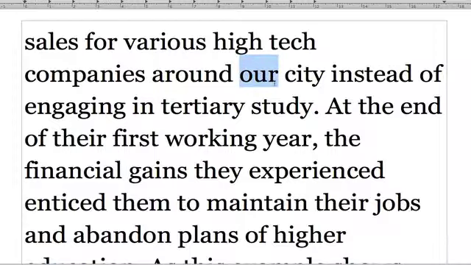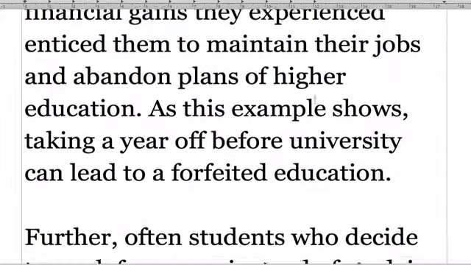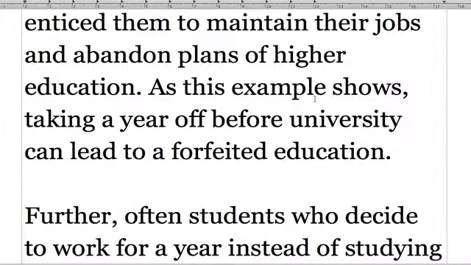And I normally advise people to avoid personal language. However, in this case, it would be okay because we are being asked specifically in the question to share personal examples. At the end of their first working year, the financial gains they experienced enticed them to maintain their jobs and abandon plans of higher education. As this example shows, taking a year off before university can lead to a forfeited education.